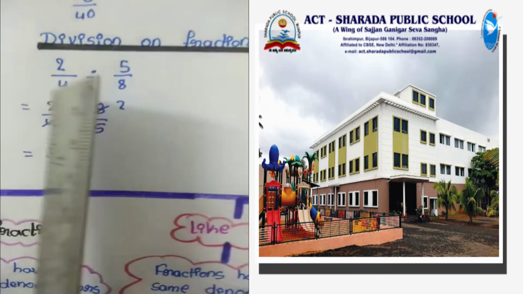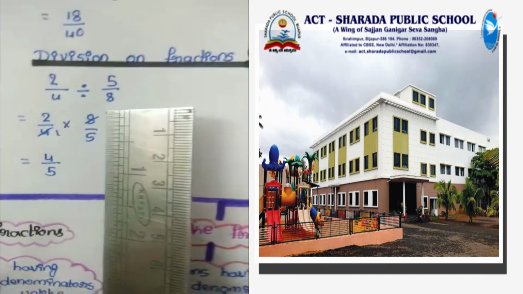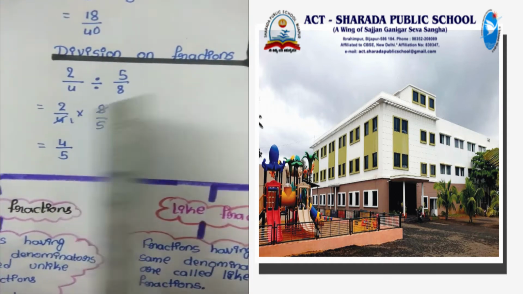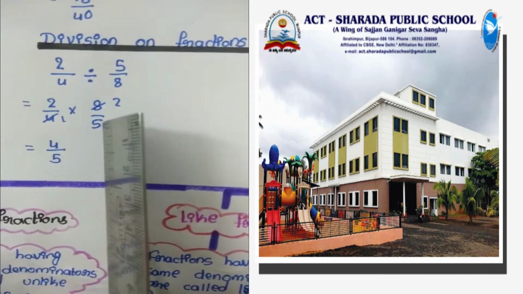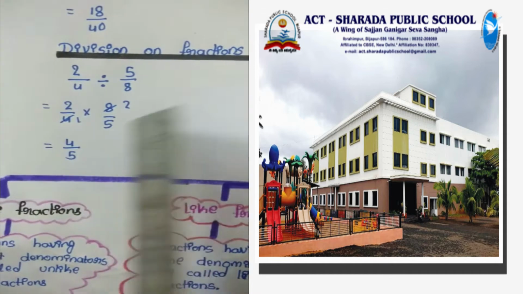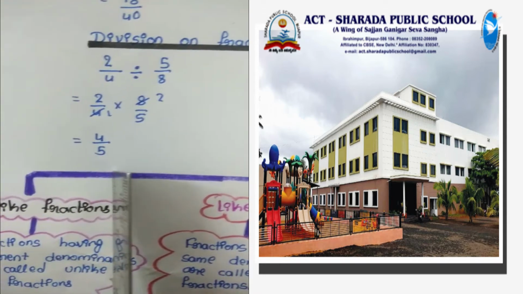Division of fractions. 2 by 4 divided by 5 by 8. The division sign will become a multiplication sign, and 5 by 8 will become its reciprocal, which is 8 by 5. Here 4 ones are 4, 4 twos are 8, and the answer is 4 by 5.